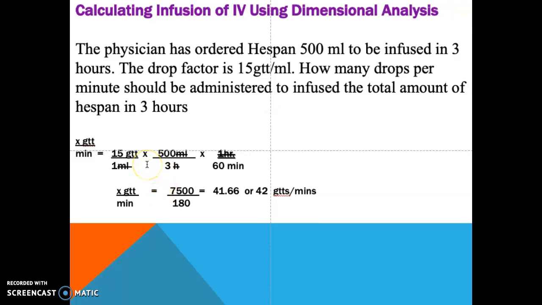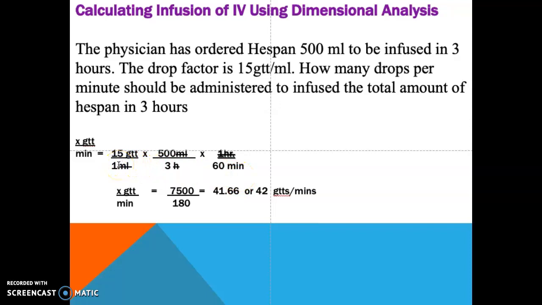So we have here milliliters and milliliters canceling out. Now we know, since we're looking for minutes, we were given hours. So we have to convert hours into minutes. We know that 1 hour is equal to 60 minutes. So now we can use dimensional analysis, cross out hours and hours, and we'll be left with minutes.